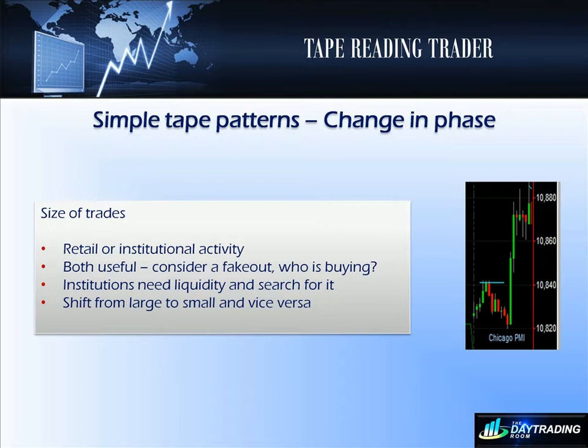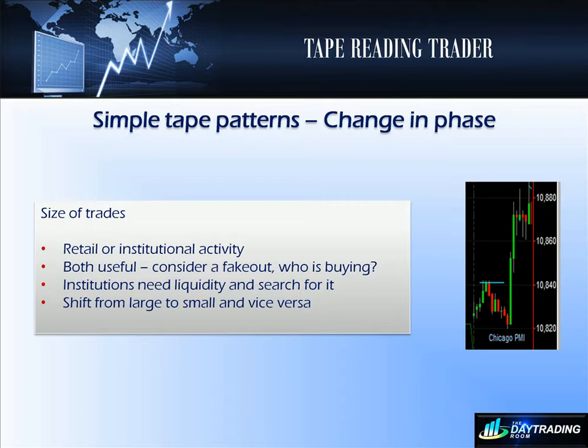Now the second thing we're looking for in the time and sales, change of phase wise, is the size of the trades. Now we're looking at both our unfiltered and our filtered here. Is it retail or institutional activity? Have we shifted from retail commanding, or should I say dominating, the time and sales flow? So time and sales have been flowing along, ones and twos coming through, perhaps threes, fours and fives, to now shift to hundreds, 200s, 500s, thousands. Are we seeing a shift from retail to institutional activity?